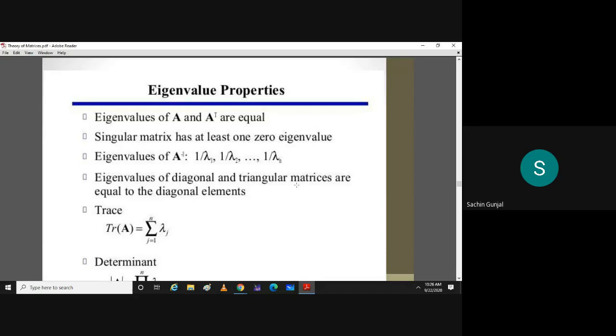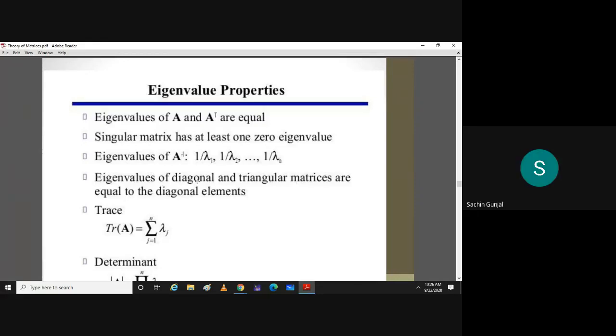Below this matrix you write down: this is an upper triangular matrix. Therefore, by property, its eigenvalues are 1, 5, 9. Did everybody understand?